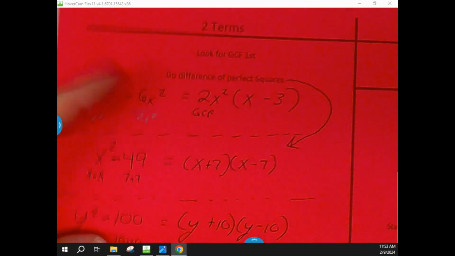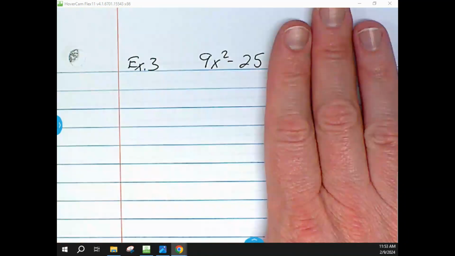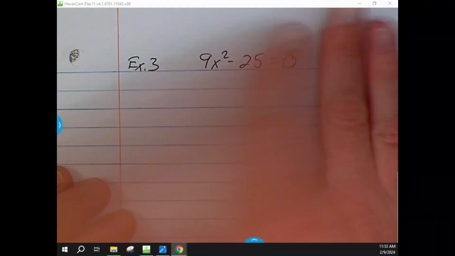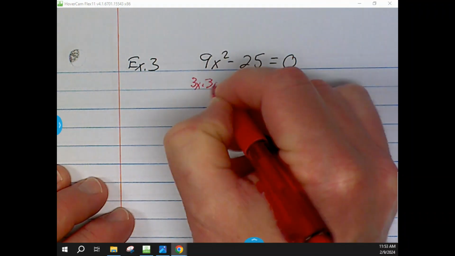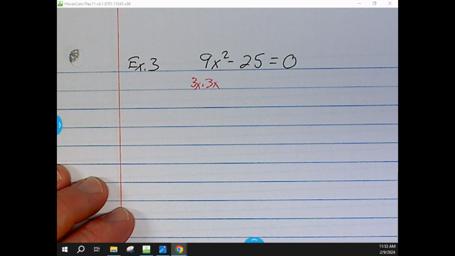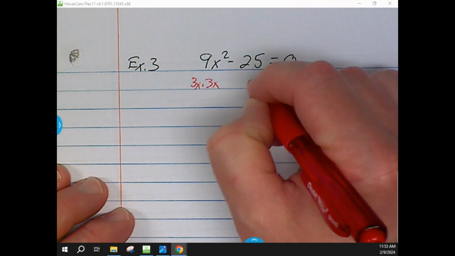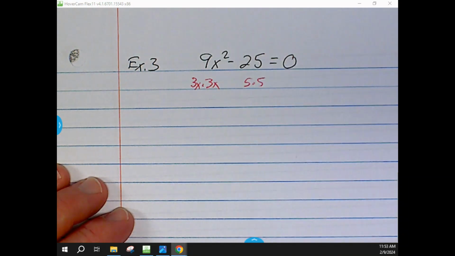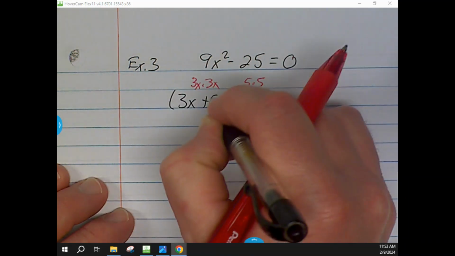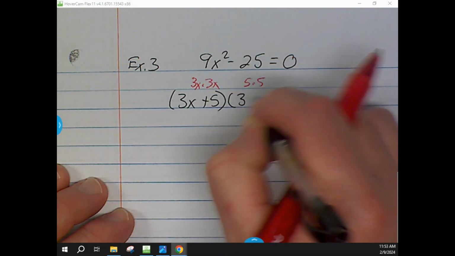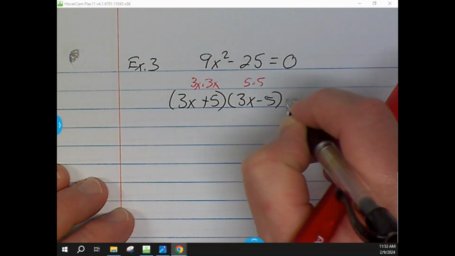So after that, we're doing perfect squares. If we've got 9x squared, that's 3x times 3x, right? 3 times 3 is 9. For 25, that's 5 times 5. Okay, so we're going to factor this one. We're going to put a 3x plus 5 and a 3x minus 5.